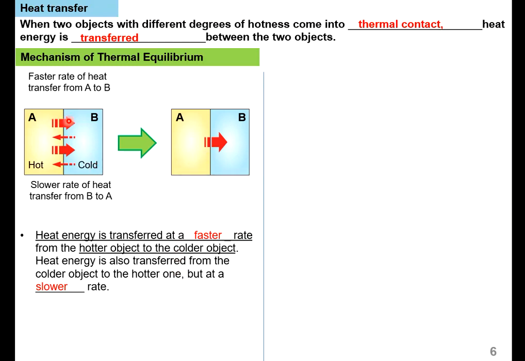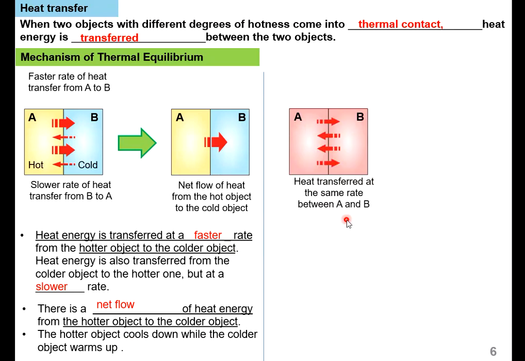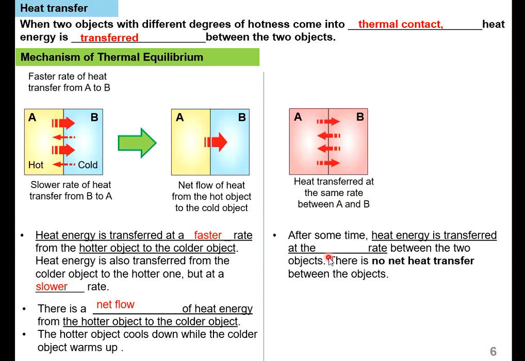Therefore, because A transfers more heat compared to B, the net flow of heat is from the hot object to the cold object. The net flow of heat energy is from the hotter object to the colder object. So the hotter object cools down while the colder object warms up. And after a certain period of time, heat transfers at the same rate between A and B.